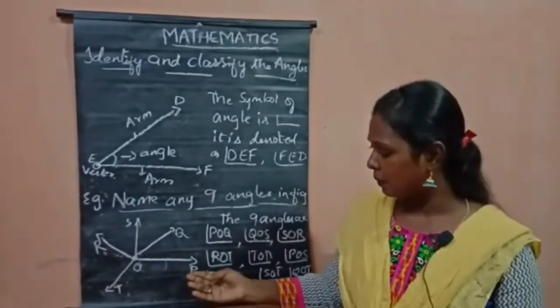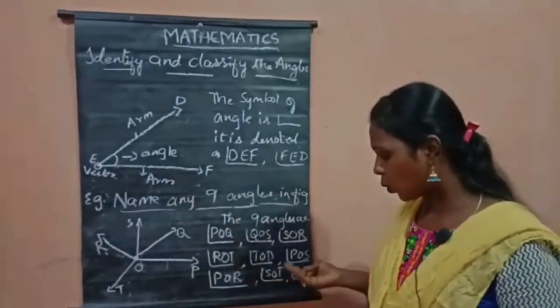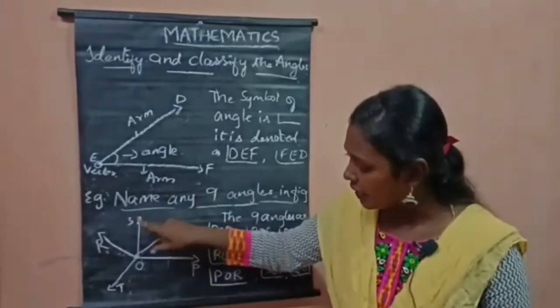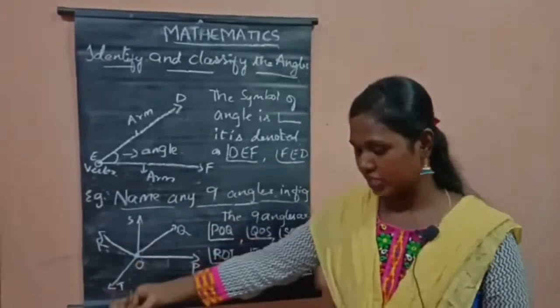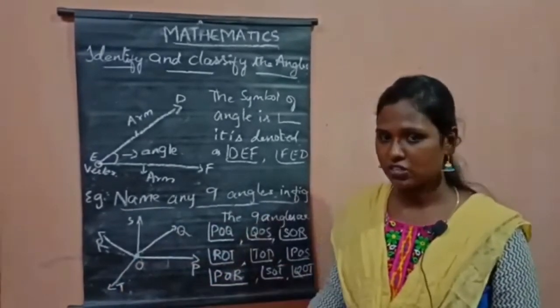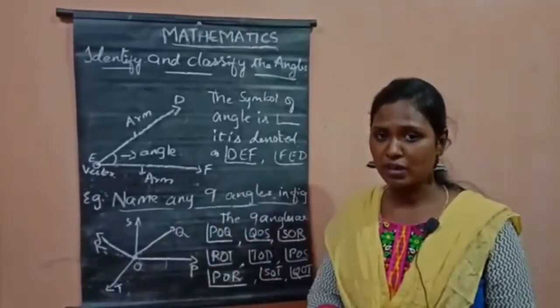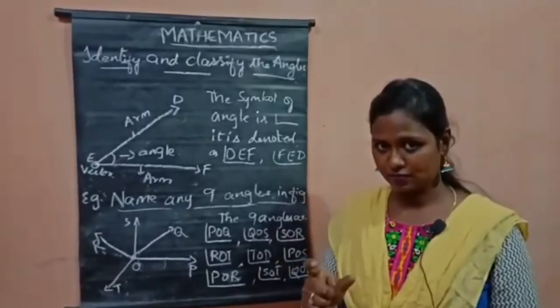The next angle is angle POR. The next angle is angle SOT. And the next angle is angle QOT. Whenever you are saying QOT or POS, the name of an angle, you should start with the word angle.